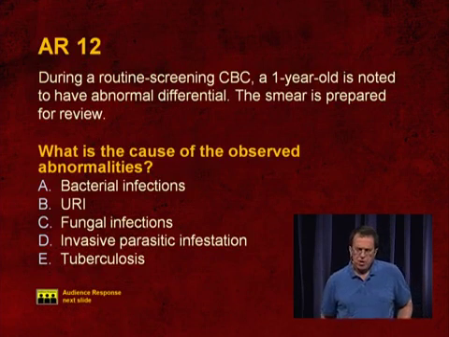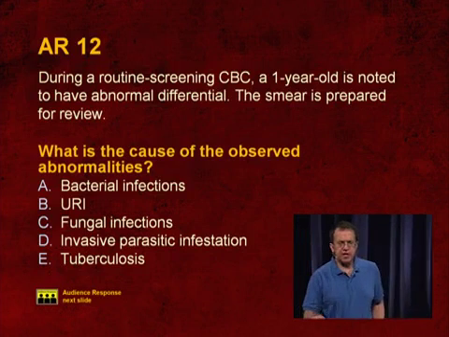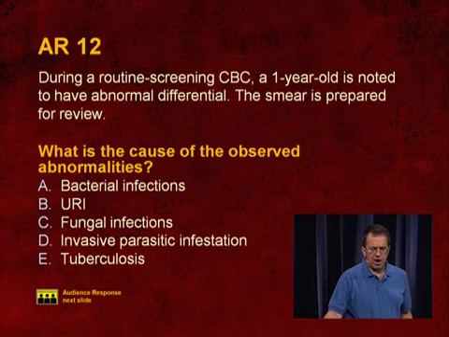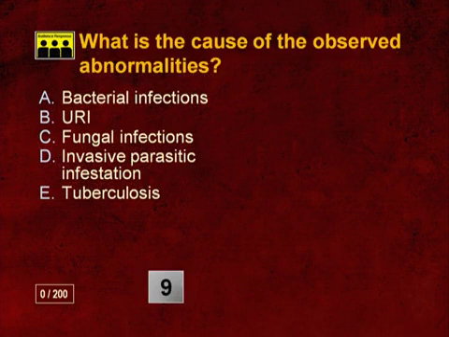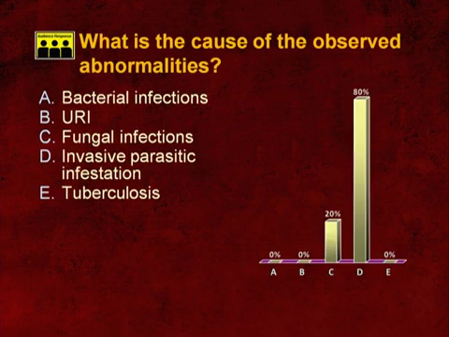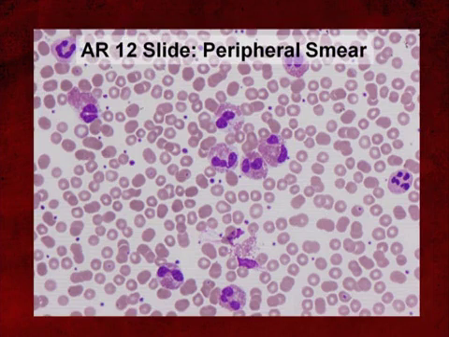Okay. Routine screening CBC, 1-year-old is noted to have abnormal differential. The smear is prepared for review. Boom, okay, it's got a lot of red things on it. This came to me as a PDF. I didn't have my act together with them. All right. It's going to be parasites, okay? All right, thank you. Okay.